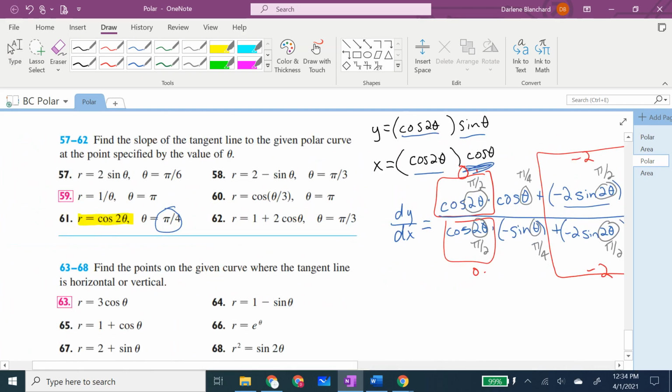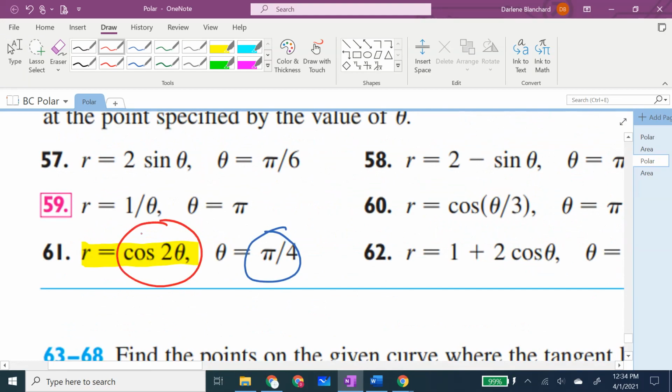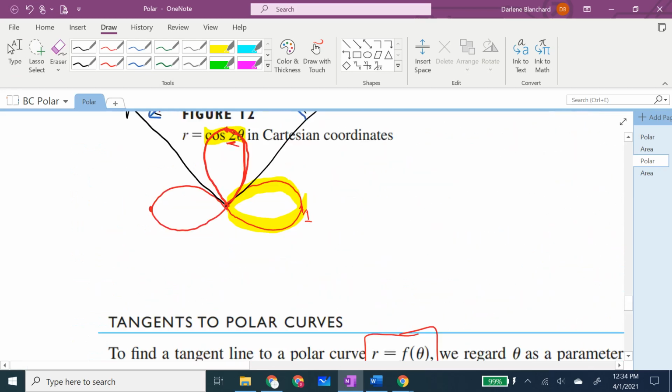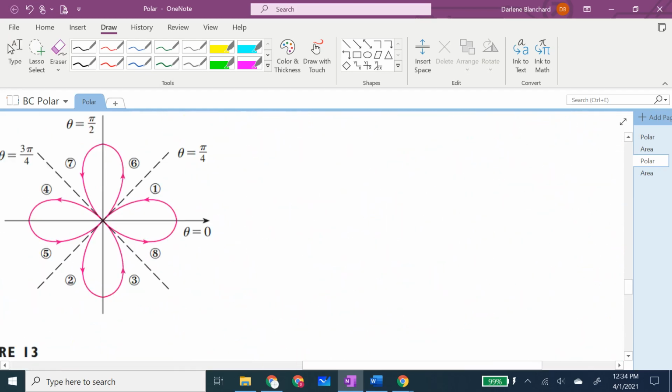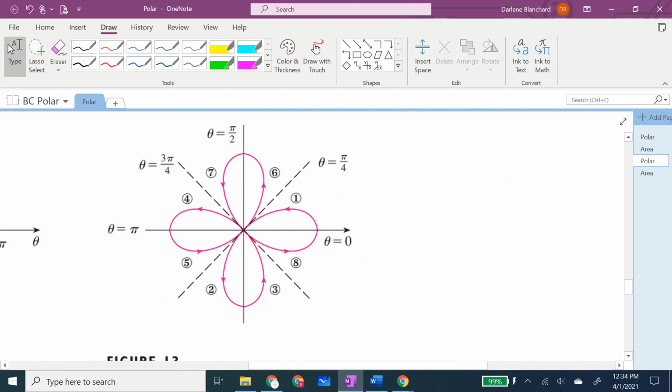Now, let's remember what graph we just used. Cosine 2 theta at pi over 4. Let's go look real quick. I'm going to go to their graph. Here we go. What's happening at pi over 4? So the graph at 0 is here. And then as I go from 0 to pi over 4, and then after pi over 4, I come through here. So I'm just making this big curve right here. Do you see that the slope, as it goes through the origin, makes sense that that slope is 1 right there? That's what we just found.